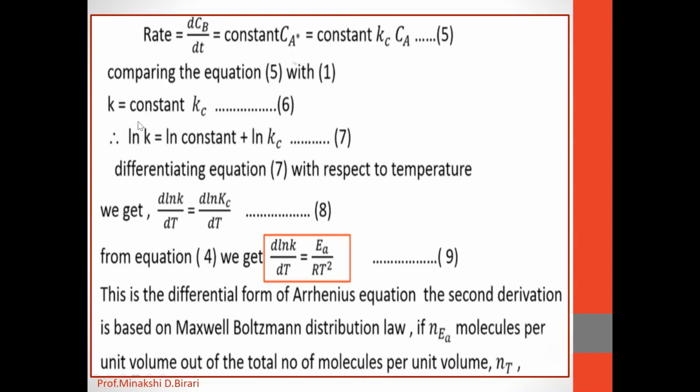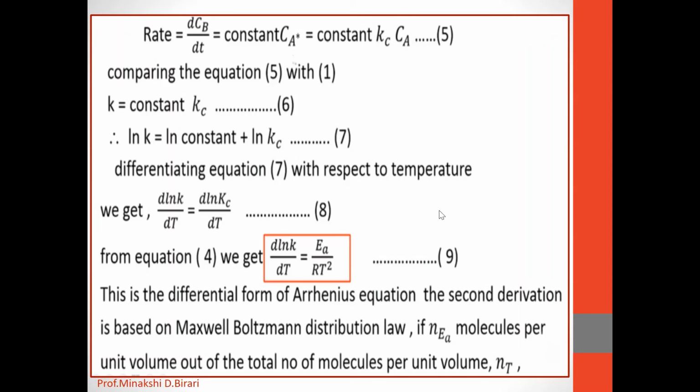Then ln K is equal to ln constant plus ln Kc. If we differentiate equation number 7 with respect to the temperature, we get d ln K upon dT is equal to d ln Kc upon dT. So this one is equation number 8. From equation number 4 and this equation number 8, we get d ln K upon dT is equal to Ea upon RT square. So this one is equation number 9.